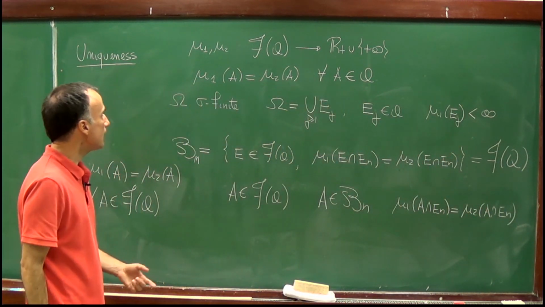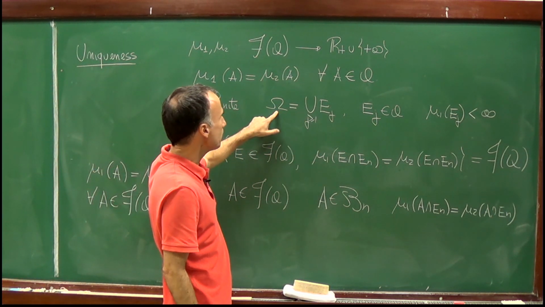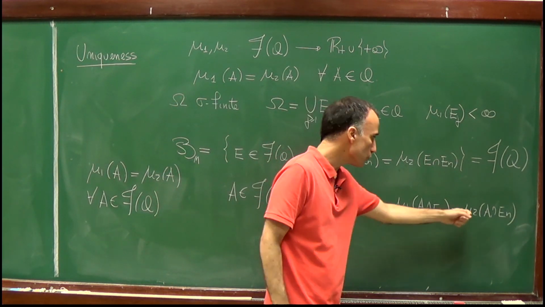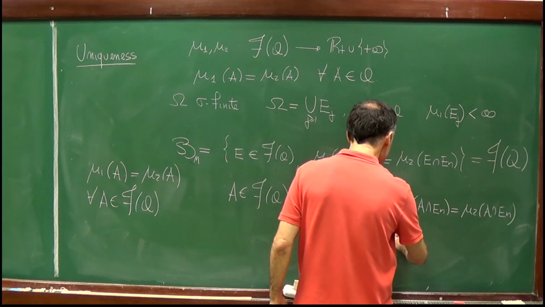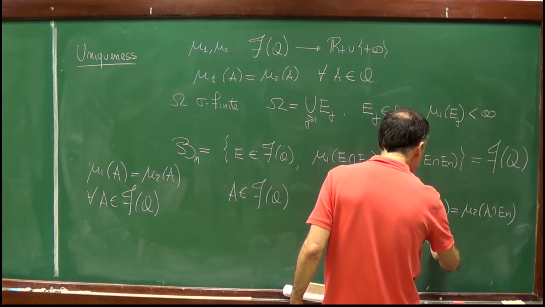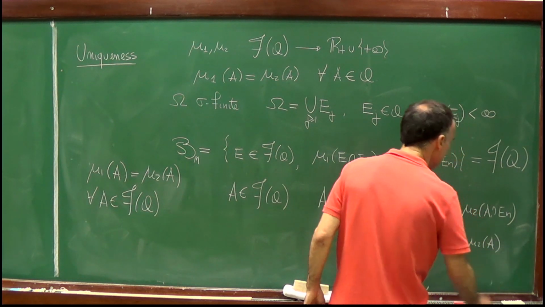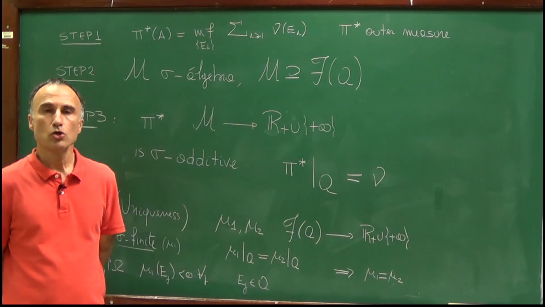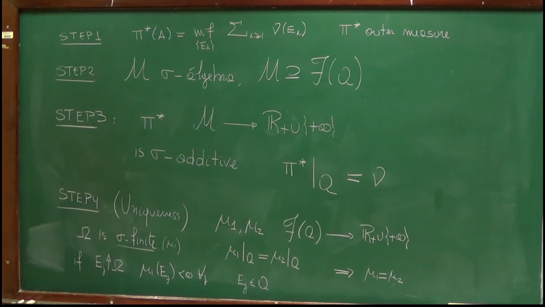But now, En is a family which is increasing to omega, so I can pass to the limit here using the fact that mu1 and mu2 are sigma additive. They are continuous from below, so I can send n to infinity to conclude, by using the continuity from below of mu1 and mu2, that mu1 of A is equal to mu2 of A. Right? And this concludes the proof of the uniqueness. So we conclude the proof of the theorem which is written on this blackboard.